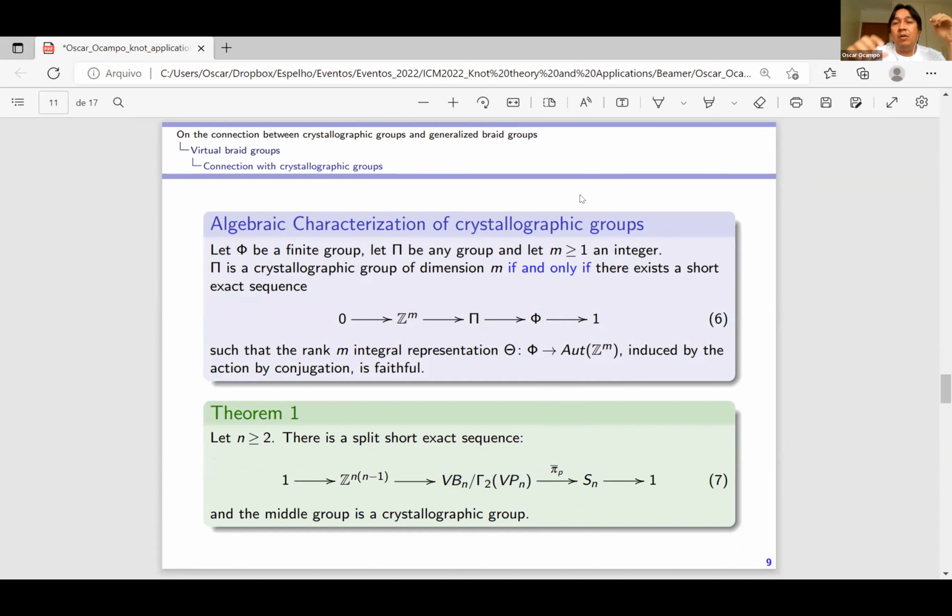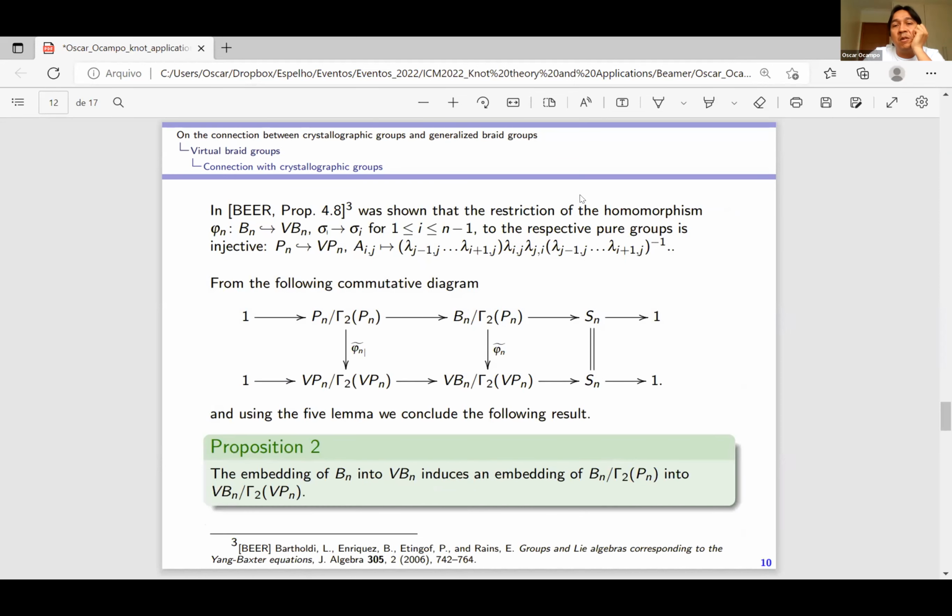So, as I said before, it's interesting to obtain some kind of properties of these quotients, not just establish that they are crystallographic groups, but try to obtain some information. So let me say a few words about this. Bartholdi et al. show that we have an injection of the pure braid group inside the virtual pure braid group. So the important part is this kind of diagram.